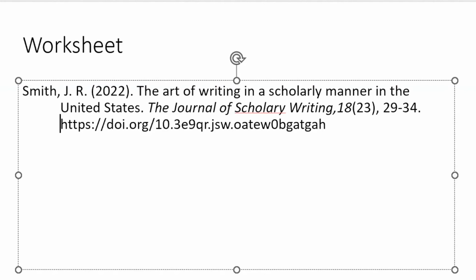We have a question. Is there a space between the comma after the journal and the volume number? It says the Journal of Scholarly Writing, comma 18. Between the comma and the 18, is there a space? There was a space. For some reason, it didn't show up. I didn't spell scholarly wrong. Right. Anybody pick up on that?